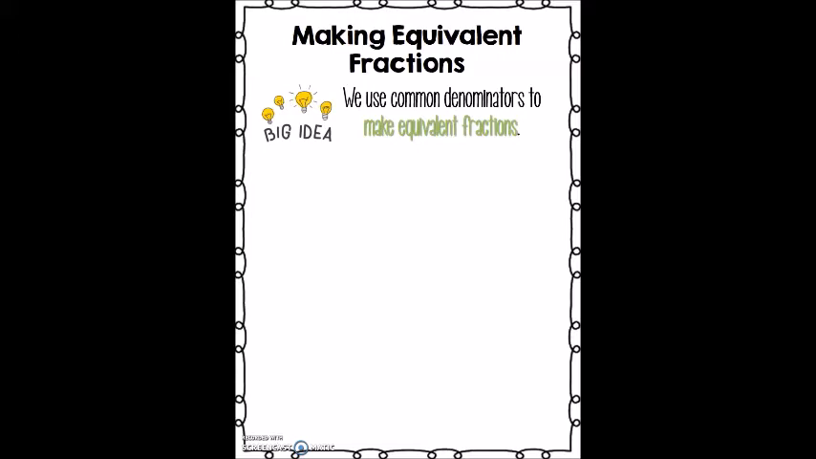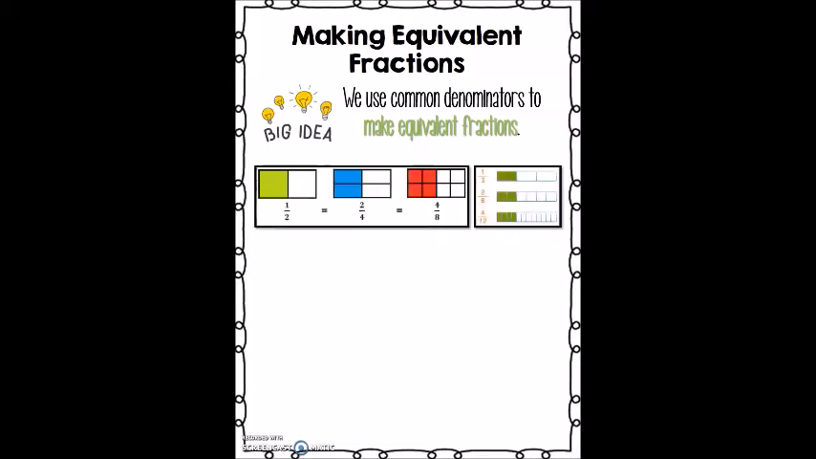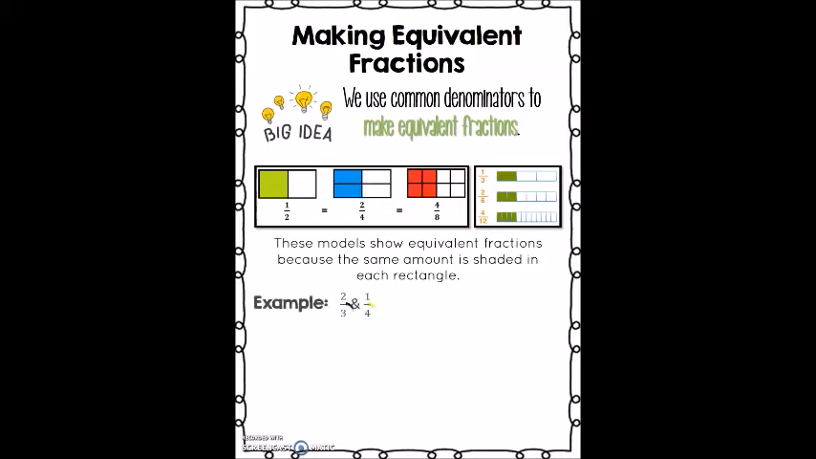So remember, we use common denominators to make equivalent fractions because we need to add and subtract with a common unit. So these two models show different examples of equivalent fractions because the same amount is shaded in each rectangle, whether they're more square like the larger model on the left, or they're more like our fraction tiles in the smaller model on the right. Either way, the fractions are equivalent because the same amount is shaded in each of those rectangles.